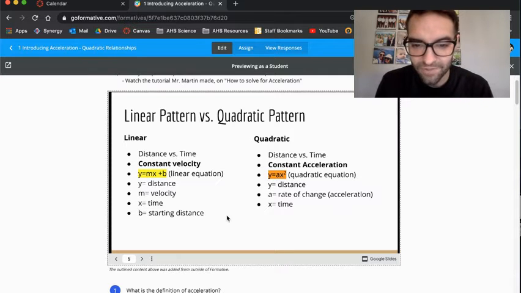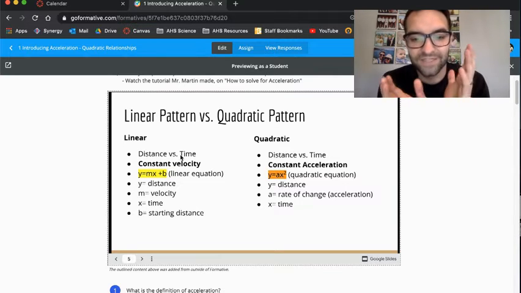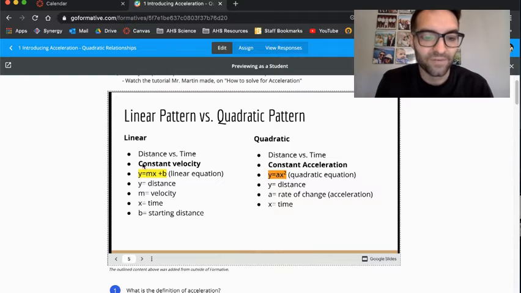Comparing the two, because that's specifically in the learning target, I wanted to compare the two. Well, we looked at distance versus time. That's the kind of data we were collecting, and we were looking at constant velocity. And so what did that look like? It really followed a linear pattern, and so we were able to use the linear equation to solve for it. And then we had distance, velocity, time, and starting distance to plot that or make predictions, right? And we practiced that a lot.